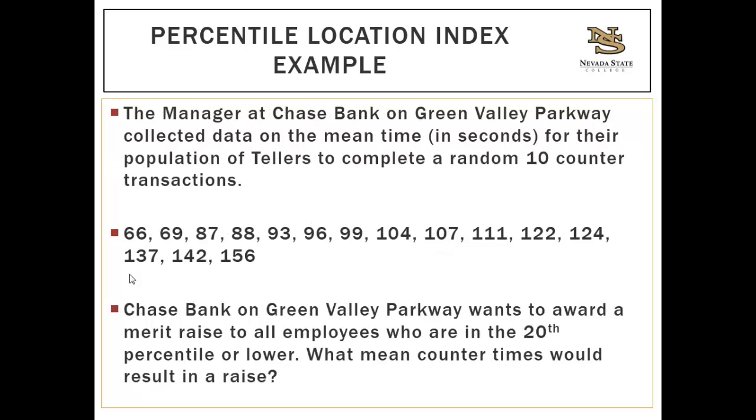So let's do an example. Let's say that the manager at Chase Bank on Green Valley Parkway collected some data on the mean, or average, time in seconds that all 10 of their tellers had to complete transactions. So if we see this data, each number represents one teller and how long it took them on average to complete 10 random transactions. So let's say that the manager collected this data for the purpose of awarding merit raises to those employees that had low transaction times. So the criteria for this would be in the 20th percentile or lower.